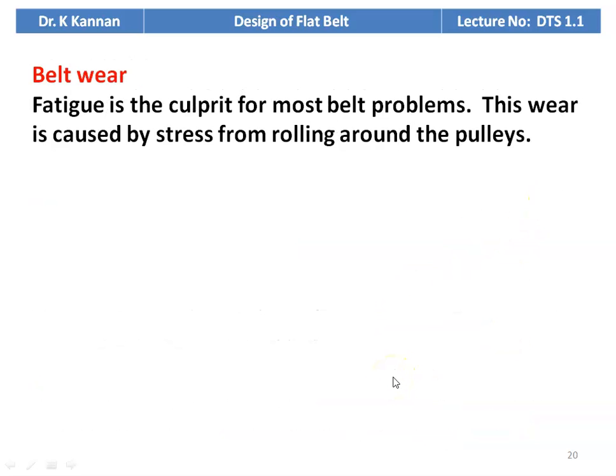Then belt wear. Fatigue is the culprit for most belt problems. So what is fatigue type of loading? You have studied continuously varying load. The load will be fluctuating, alternately higher load, lower load. That kind of fatigue load is the problem for belt wear.